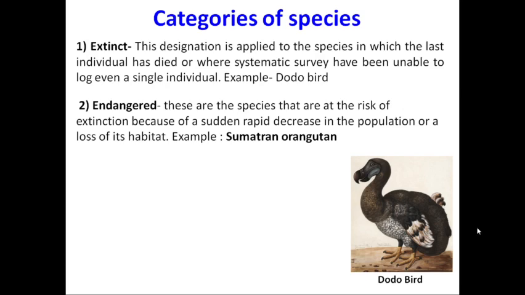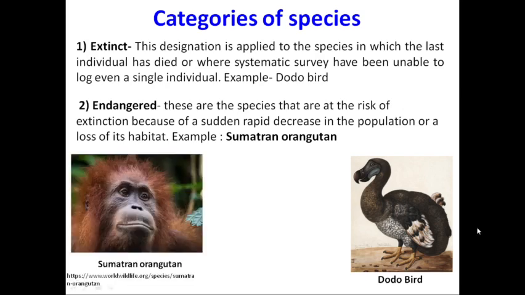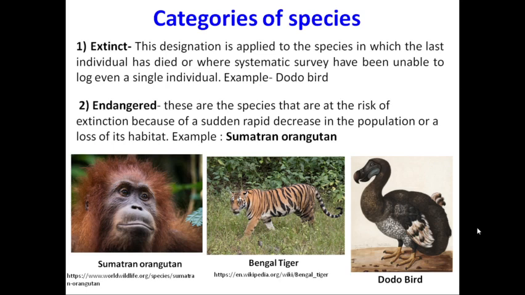The second category is endangered species. These are the species that are at high risk of extinction because of the sudden and rapid decrease in their population or loss of their habitat. The example of endangered species is the Sumatran orangutan. This is a picture of the Sumatran orangutan, which has been declared as an endangered species. Then one famous endangered species from India is the Bengal tiger. So the species whose number is continuously declining and has gone below a critical number, because of loss of habitat as well as decrease in their population. So these are the endangered species. India has near about 500 endangered species documented so far.